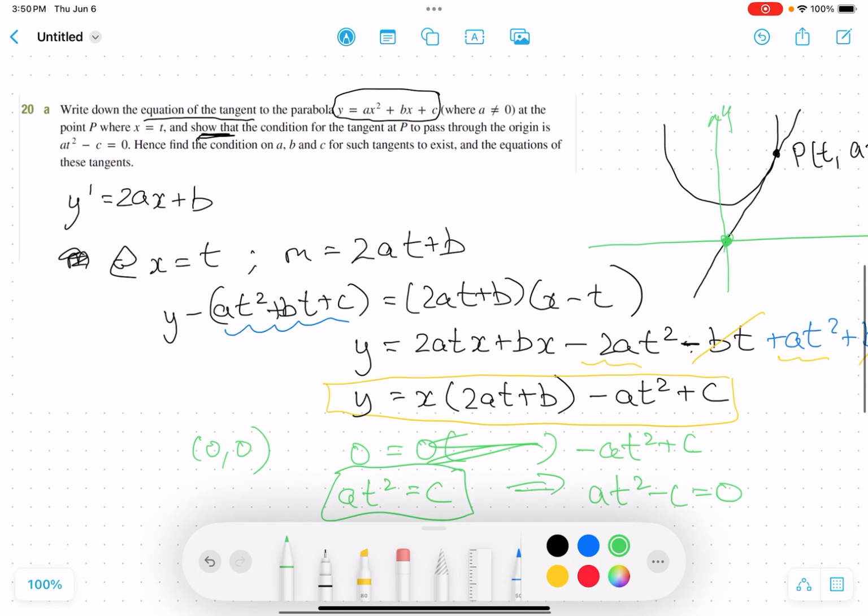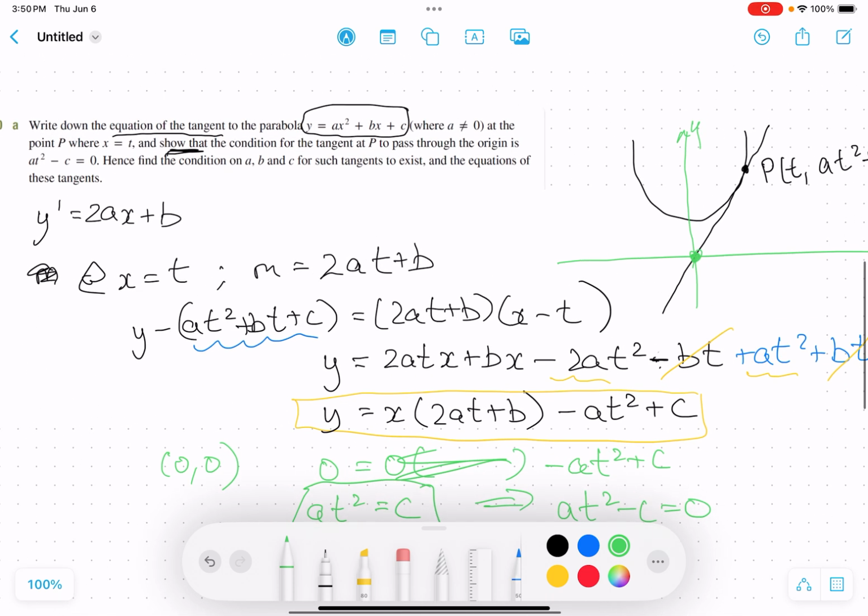So we've shown that if this tangent at P is to pass through the origin, then at squared minus c has to equal 0. All right, and there's a bit more. Hence, find the conditions on a, b, c for such tangents to exist and find the equations of these tangents.